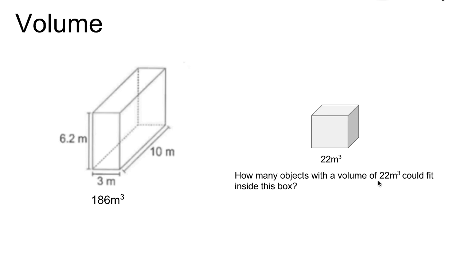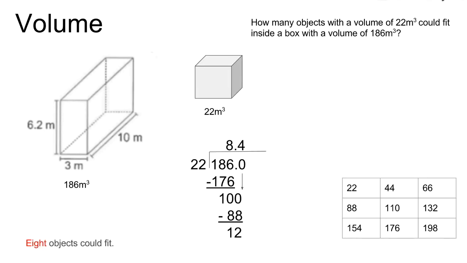Today I'm going to solve the problem of how many objects with a volume of 22 meters cubed could fit inside this box. So I want to see how many of these can fit in here. Which operation am I going to perform? I am going to perform long division. I'm going to take my box and divide it by the volume of my cube. 8 4/10 cubes can go into this box. However, my final answer is 8.